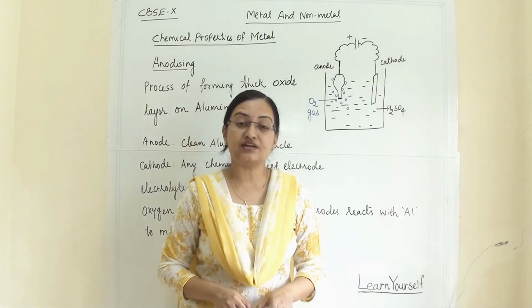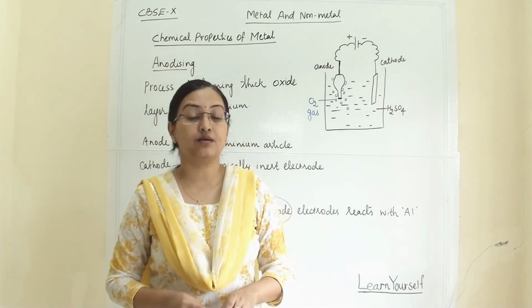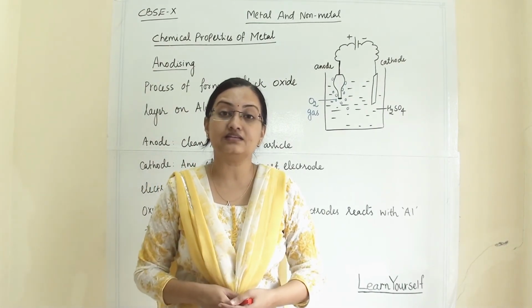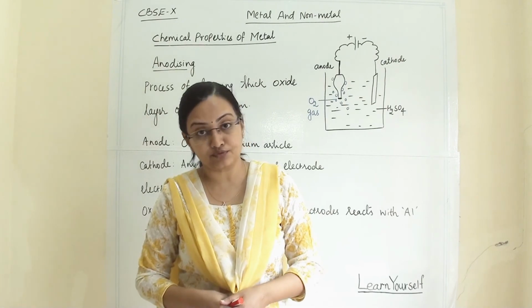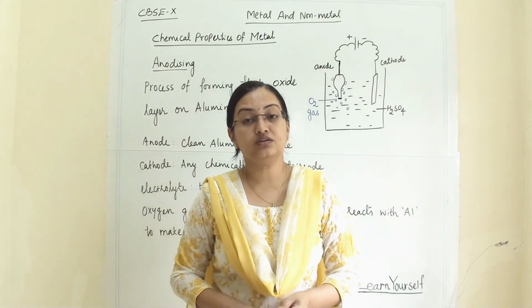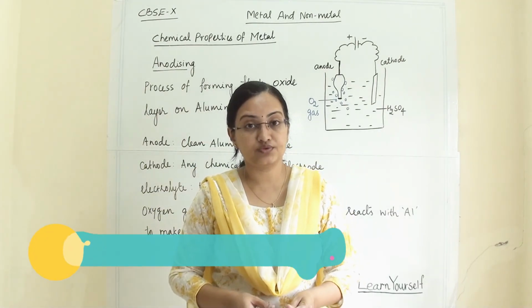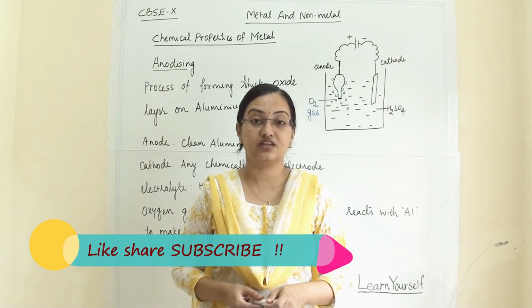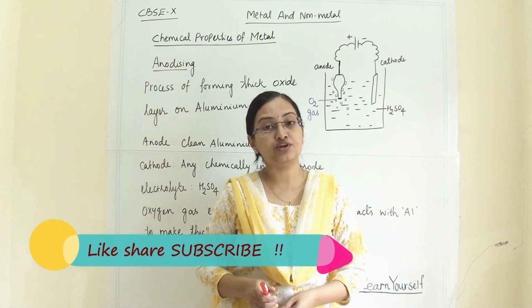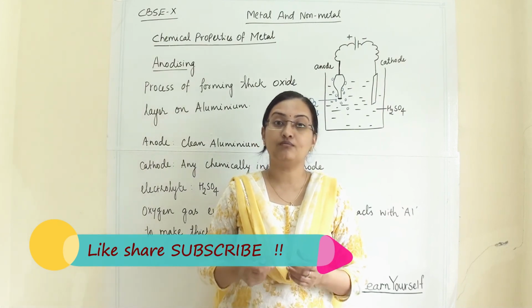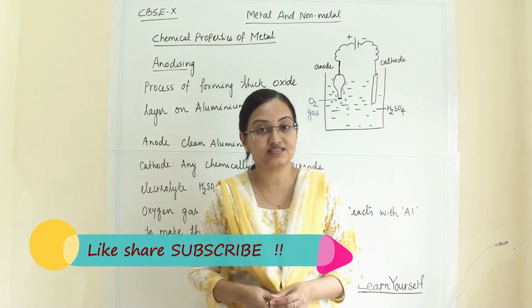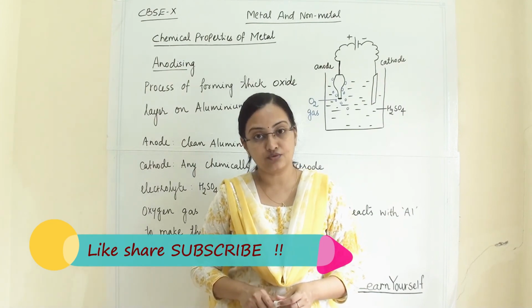So this is a chemical property of metals. When they come in contact with atmospheric oxygen, when they burn in air, they give various kinds of products. So this is all about what kind of products metals make when they react with atmospheric oxygen. In coming videos, we are going to learn which kind of products metals make when they react with water and with acid.